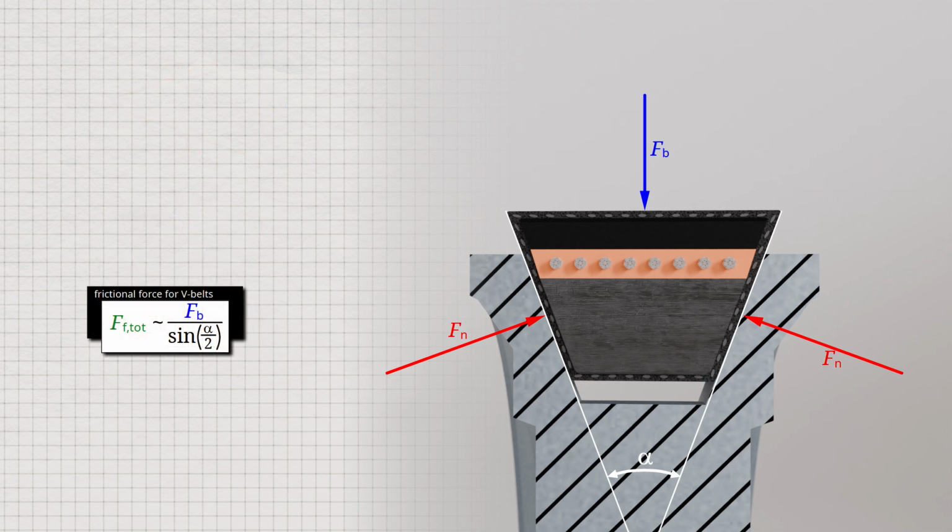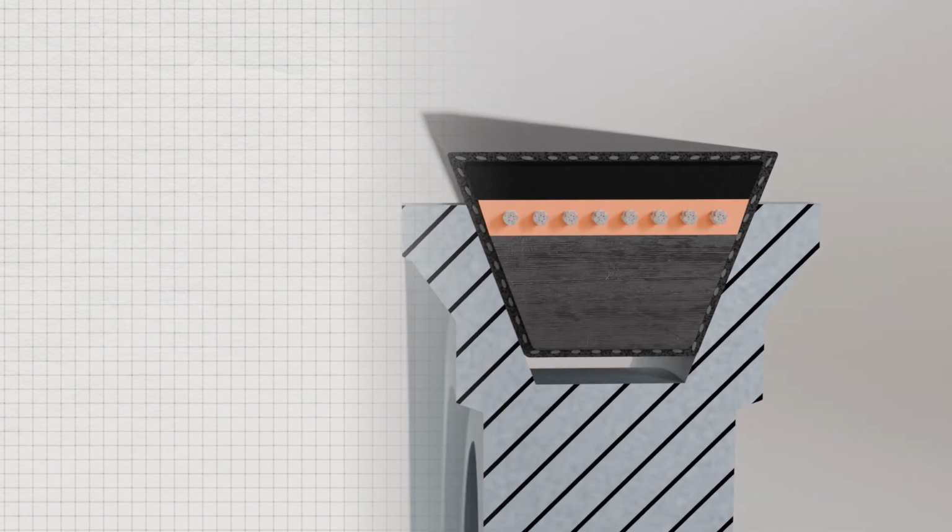Compared to V-belts, the total frictional force of flat belts is only directly proportional to the radial bearing force Fb. Therefore, for the same bearing load Fb, V-belts have a higher frictional force by the factor shown in red. With a groove angle of 38 degrees or 32 degrees, this corresponds to around 3 to 3.5 times the value of flat belts. As V-belts only touch the flanks, they are specially designed for certain pulley diameter ranges.